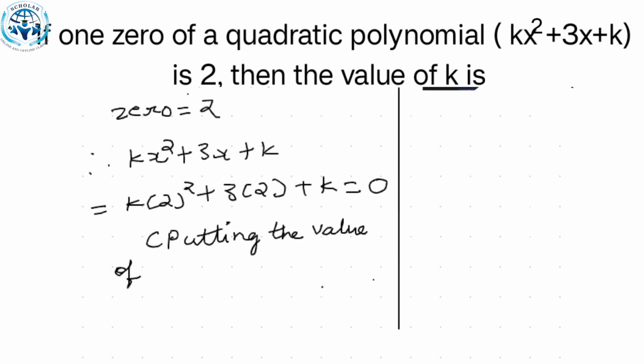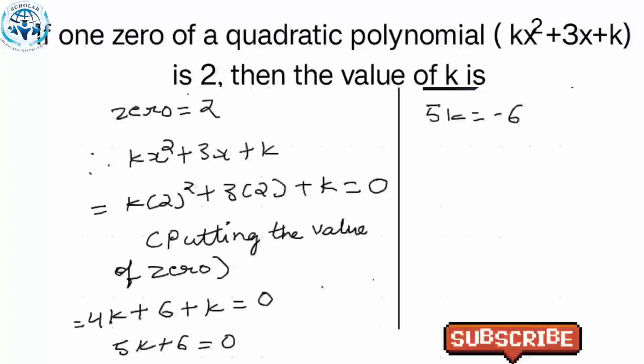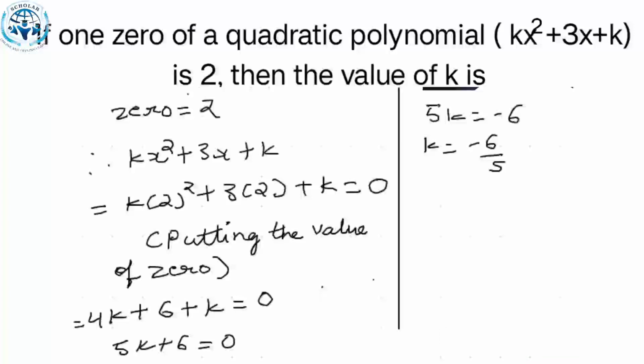By solving the equation, we will get the value of k. 2 into 2 is 4, 4k plus 3 into 2 is 6, 6 plus k. 4k plus k is 5k plus 6 is equal to 0. Shifting 6 to the other side, we will get minus 6 upon 5 as the answer.